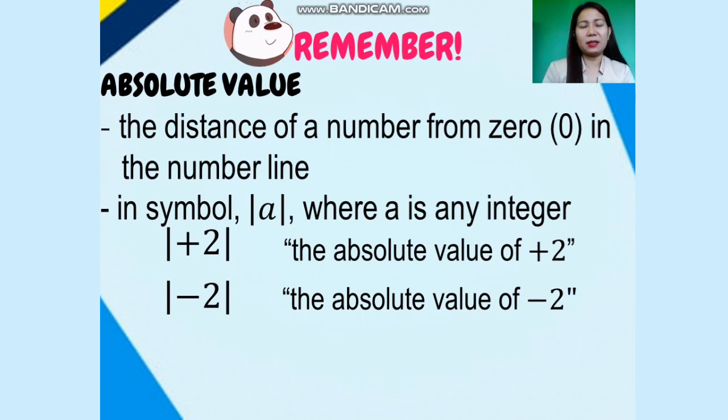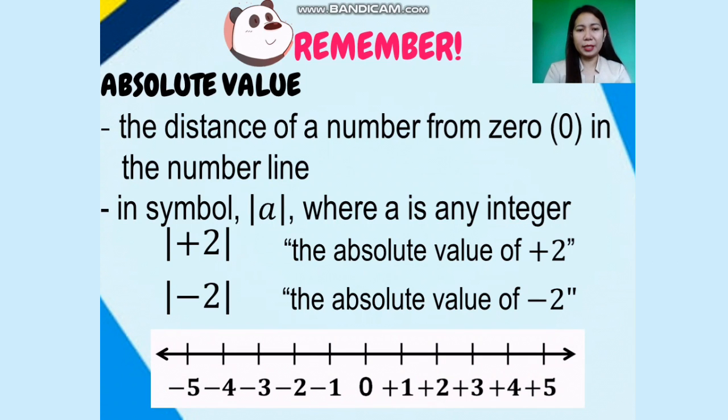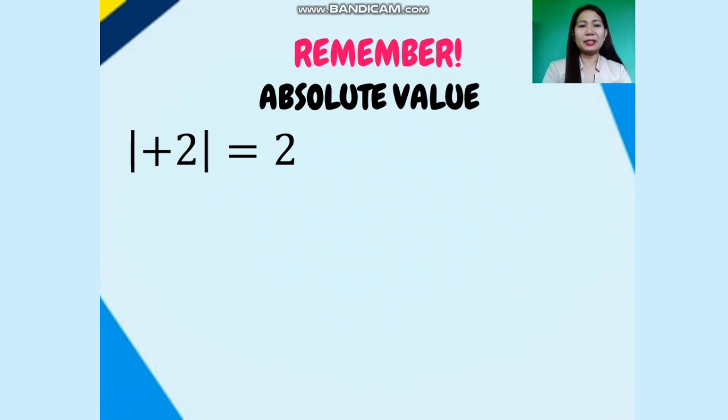Since absolute value is the distance of a number from 0 on the number line, let's find the absolute value of these 2 given numbers. Let's have the number line and locate positive 2 and negative 2. From negative 2 to 0, we have 1, 2. 2 units away from 0. For positive 2, we have 1, 2, also 2 units away. Therefore, the absolute value of positive 2 is equal to 2, and the absolute value of negative 2 is equal to 2.